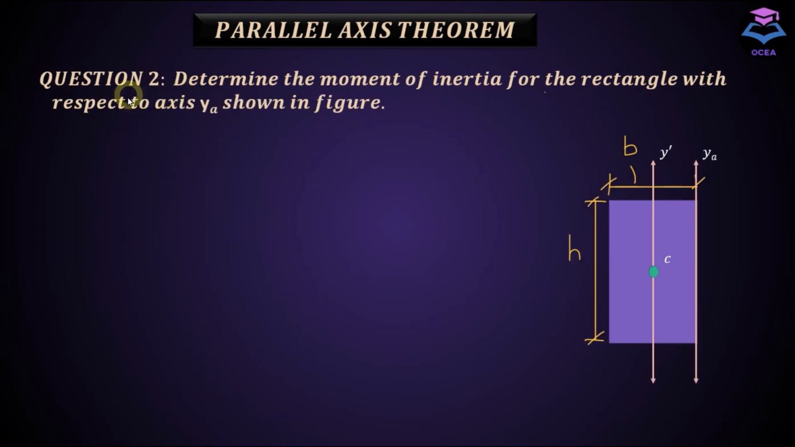So we have question number 2, which says: determine the moment of inertia for the rectangle with respect to axis YA shown in the figure. You have to determine moment of inertia about this axis, which is passing through this edge of the rectangle, YA. Try to solve this question on your own and post the answer in the comment section. If you are able to do it, it's good. If not, no problem at all. I'll share the solution in the next video.